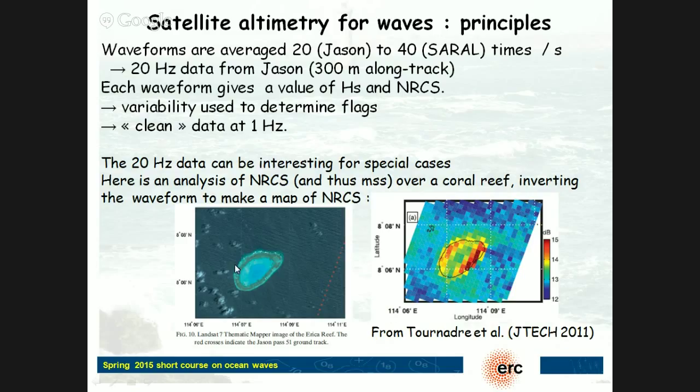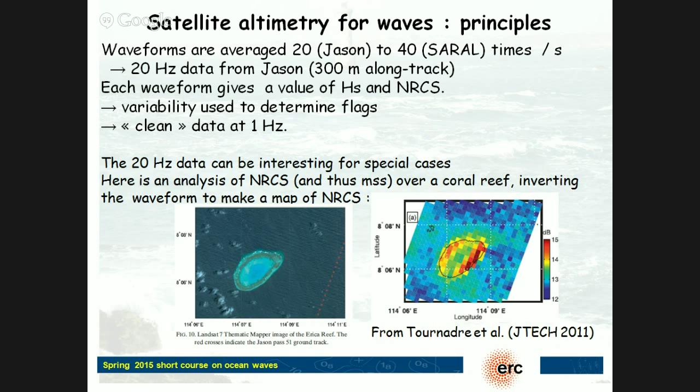Like this is an example. This is optical imagery, and this is the estimation of the radar backscatter map from, I think it was Jason. And you can actually reconstruct the map of the atoll here in the Pacific, a coral reef, by mapping out the waveform to the surface.